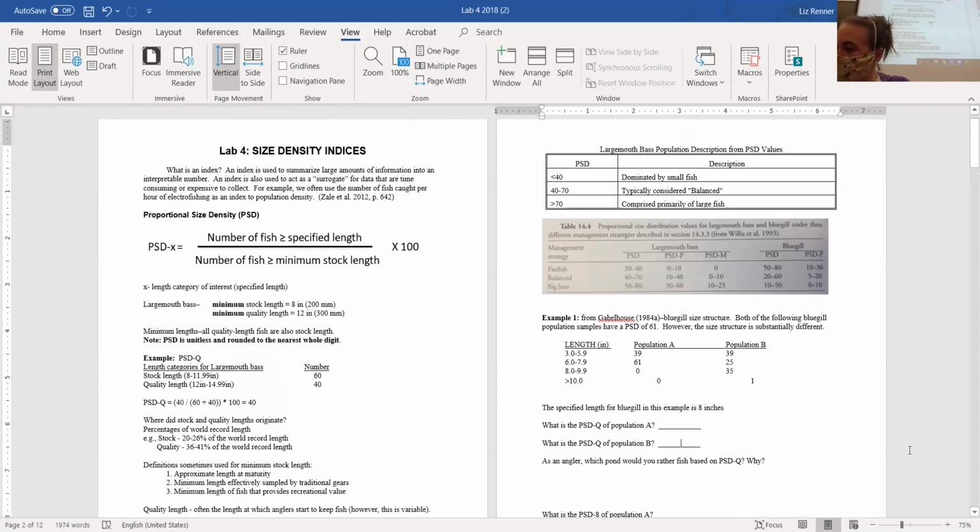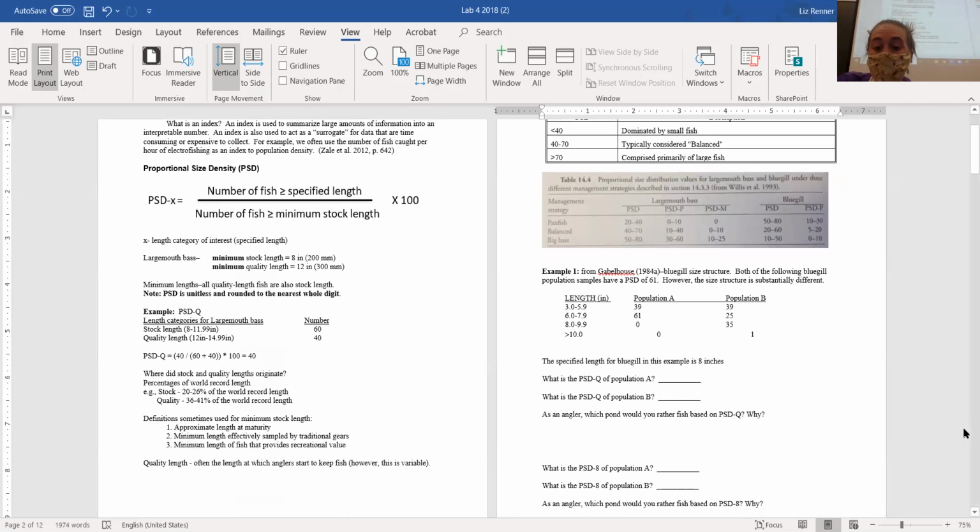There we go, zoomed out so you guys can see that. All right, anybody got some values? Still working? Remember that it's got to be greater than or equal to the specified length of 8 inches. What's that? 0 and 36. Yep. So we did that because there were 0 fish for population A that were greater than or equal to 8 inches versus there were 36 over here that were greater than or equal to, and then times 100. So that's how we got 36.